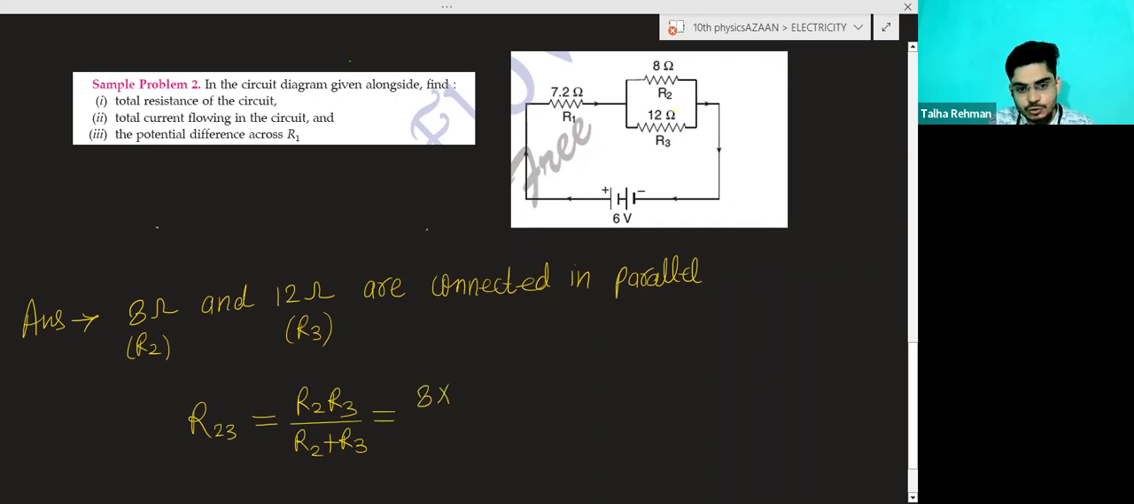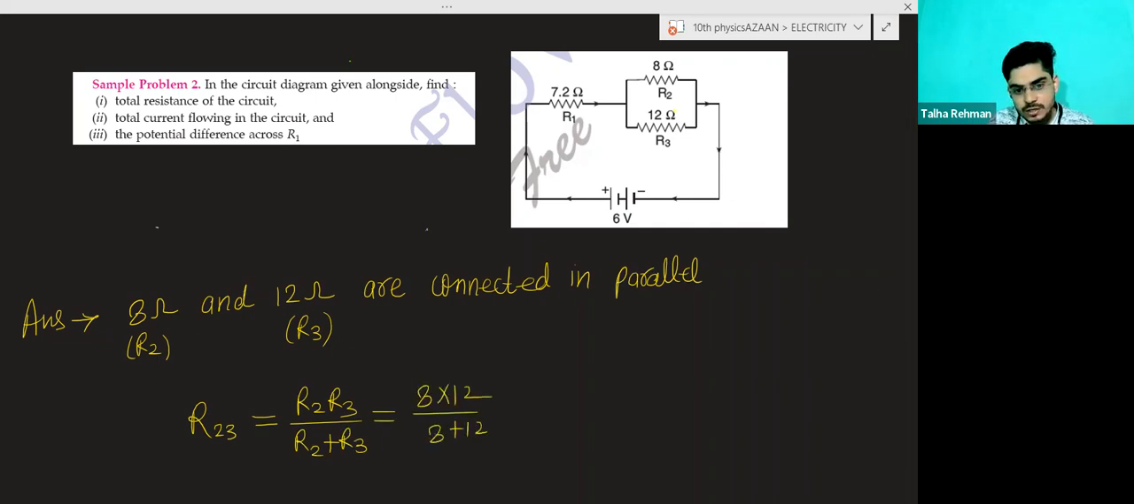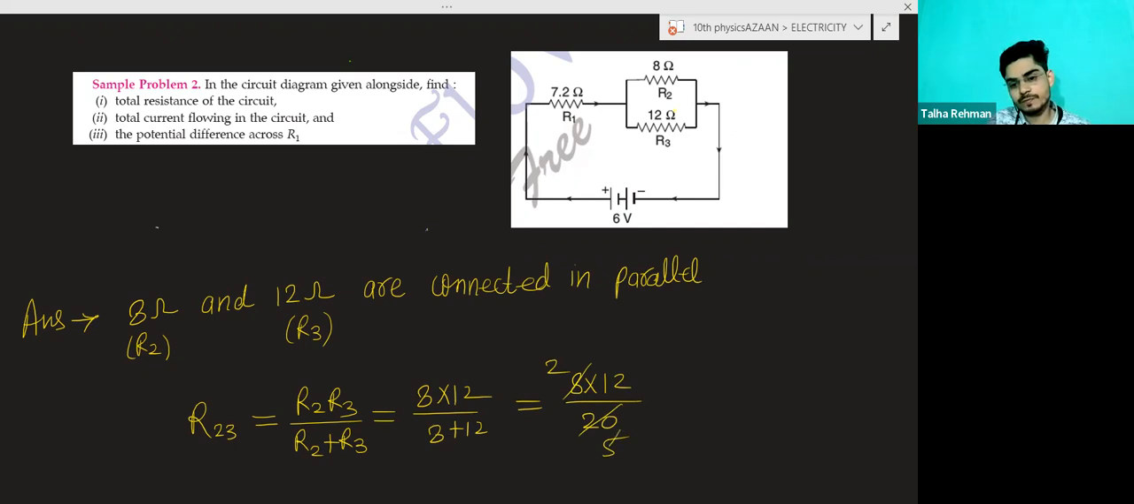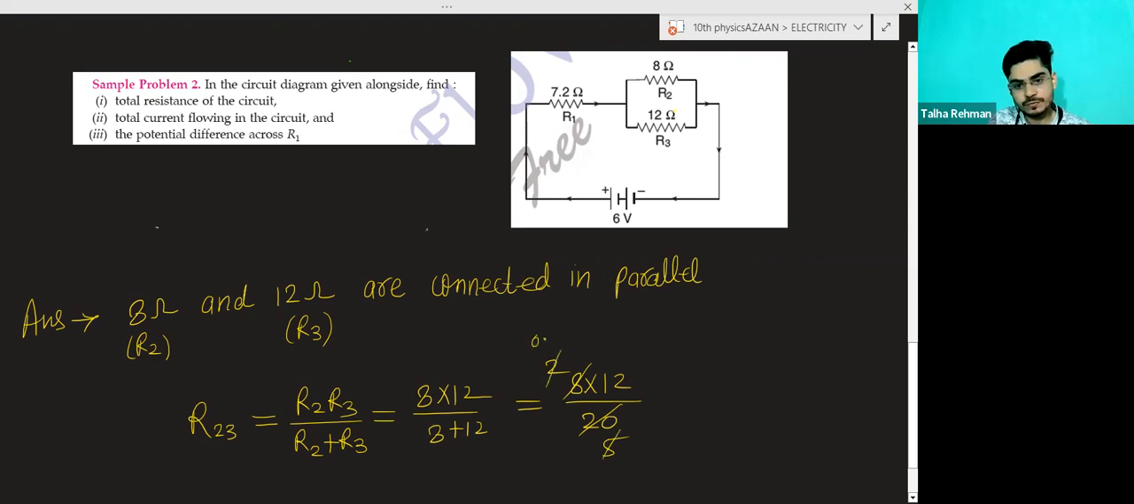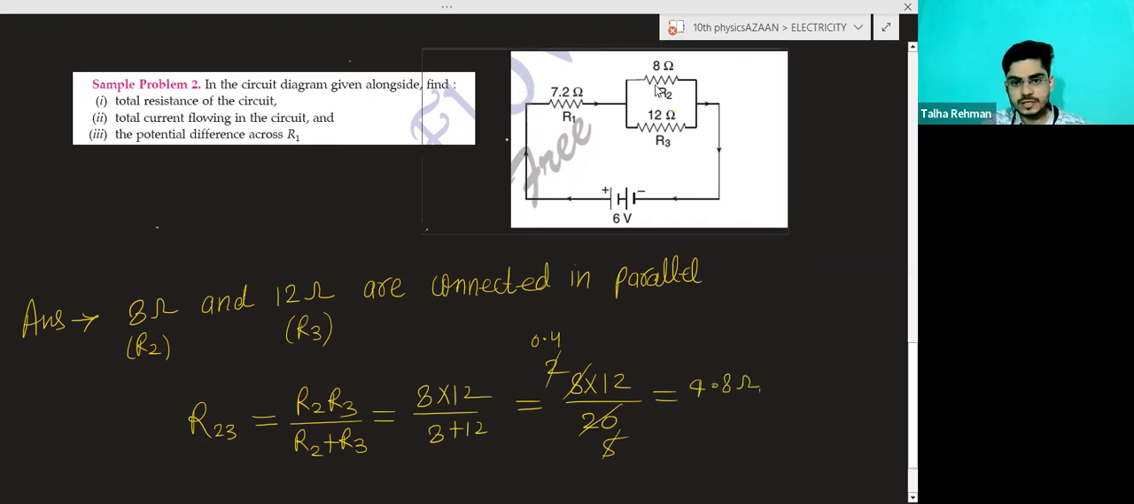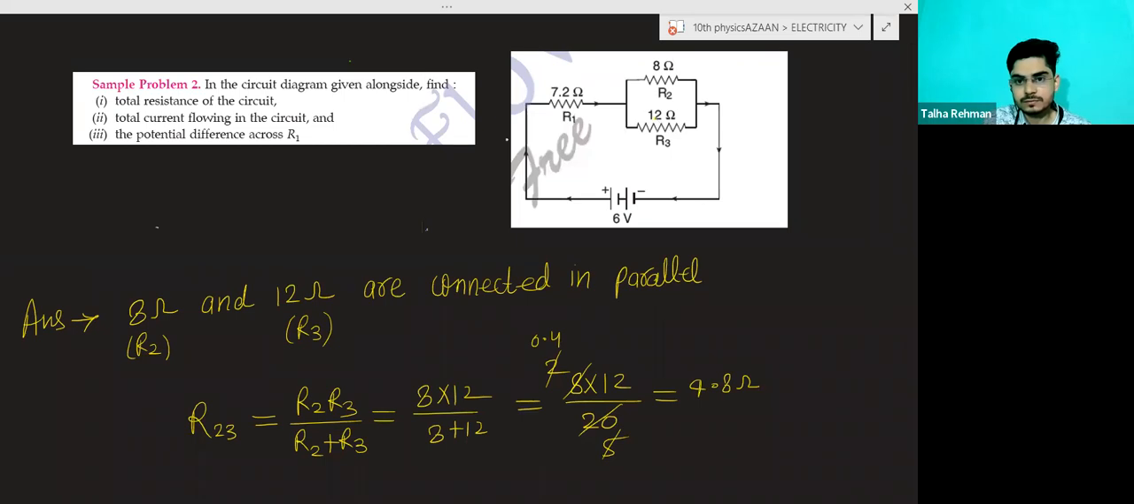And what is R2? 8 into 12, divided by 8 plus 12. It will be 96 over 20. So you can cancel this: 4 times 8 and 4 times 5. So it will be 4.8 ohm. So the resultant of 8 ohm and 12 ohm is 4.8.